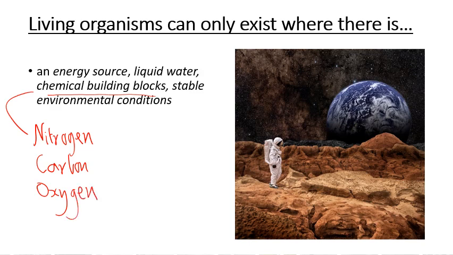and oxygen, which are the key building blocks for making organic molecules. And you also need stable environmental conditions, or relatively stable. So we think that Earth, even in Melbourne, we think that we have cold winters and hot summers, but compared to other planets, our conditions are quite stable. And that's allowed life to evolve 3.5 billion years ago.